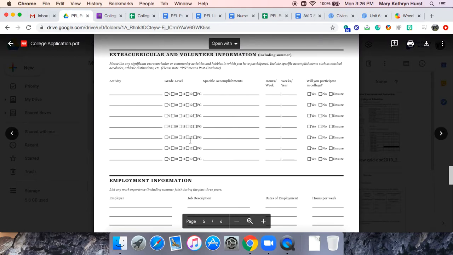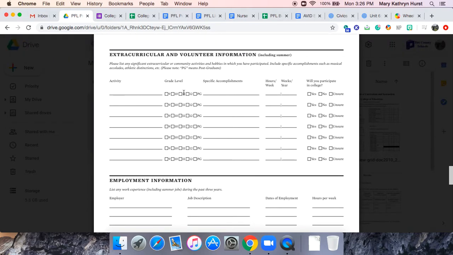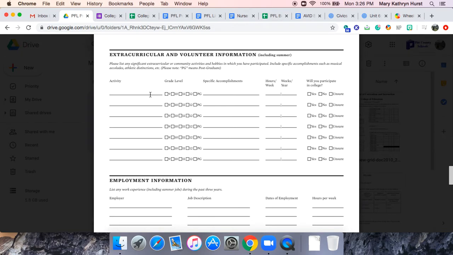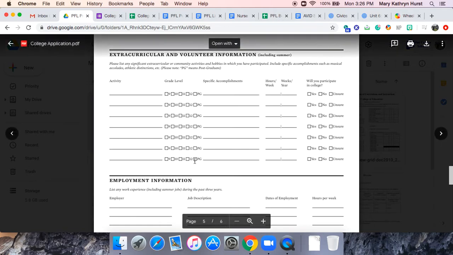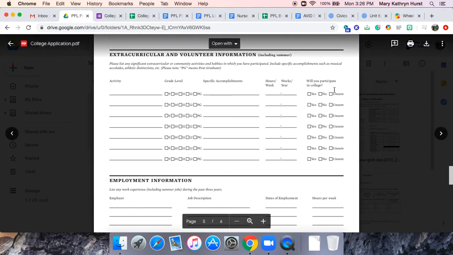So extracurriculars, speaking of which, go down here. So any activity that you do, a sport, a club, volunteer, any of that goes on here, and you check all of these grade levels if you have done them. And then PG over here means postgrad, so that does not pertain to us, but in general, if you were to fill out a college application in the future, which you will, these need to be checked off as well. So will you participate in whatever it is in college?